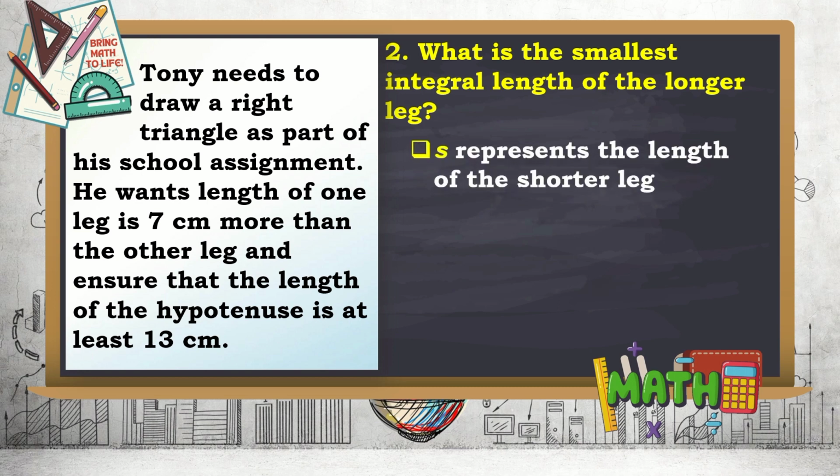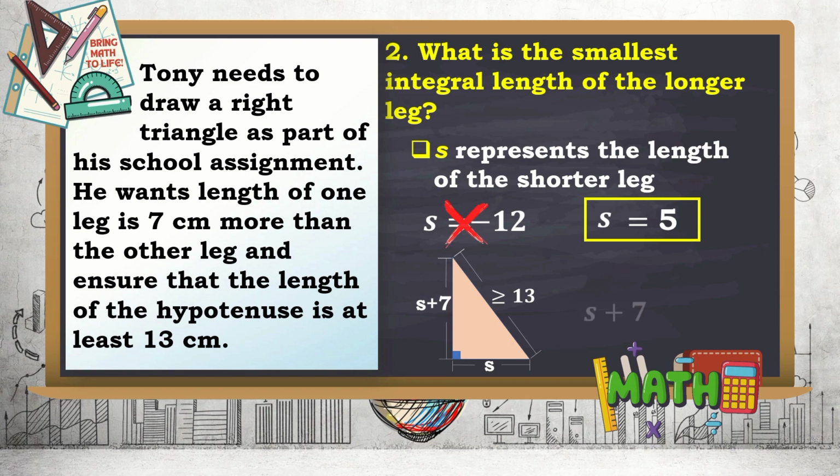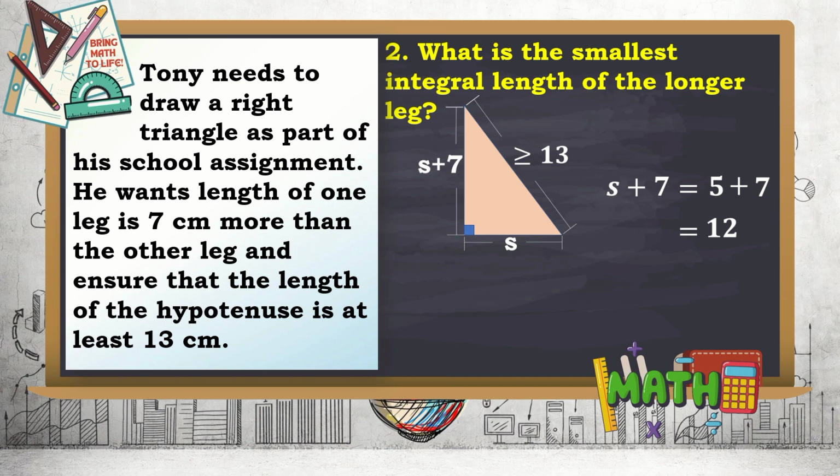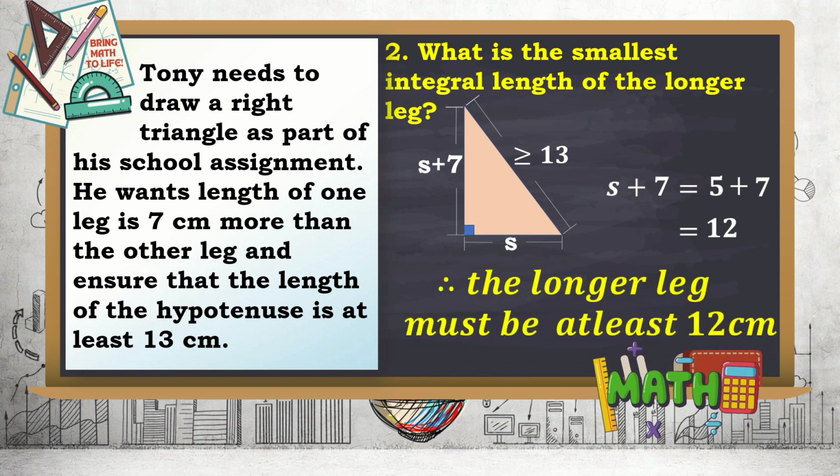Let's answer question number 2. What is the smallest integral length of the longer leg? We said that S represents the length of the shorter leg, so we must choose the positive one. S is equal to 5, but that represents the shorter leg. The question is asking for the longer leg. So we have S plus 7 is equal to 5 plus 7, which is 12. Therefore, the longer leg must be at least 12 centimeters.